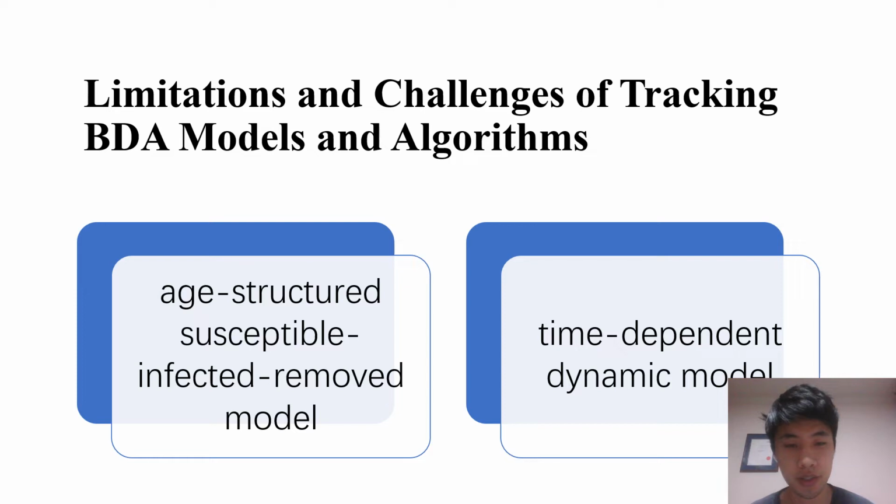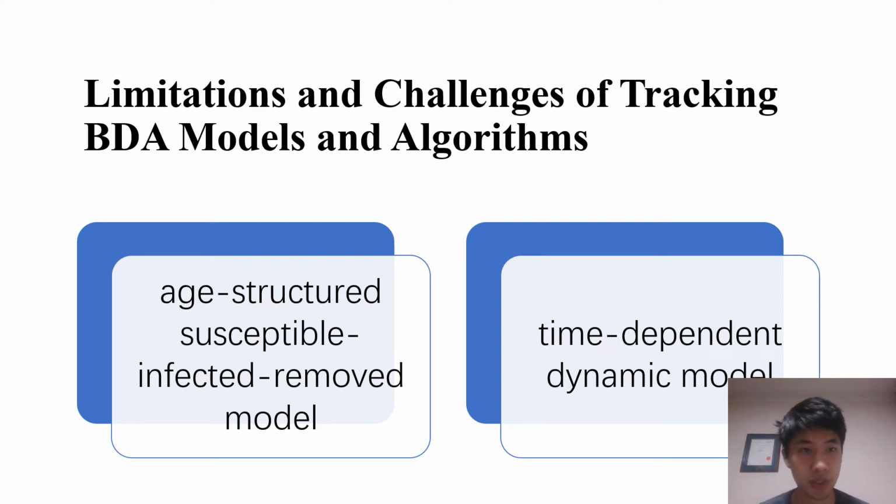All the limitations of tracking BDA models and algorithms can be divided into two models. The limitation of the age-structured susceptible-infected-remove model is that since it has an R0, which is a basic reproduction number, it is often estimated inaccurately, which poses challenges for precise calculation of the distribution of four categories of infectious, suspected, exposed, and removed population, as interpreted above. It also has a limitation on the period of infection calculation as well.